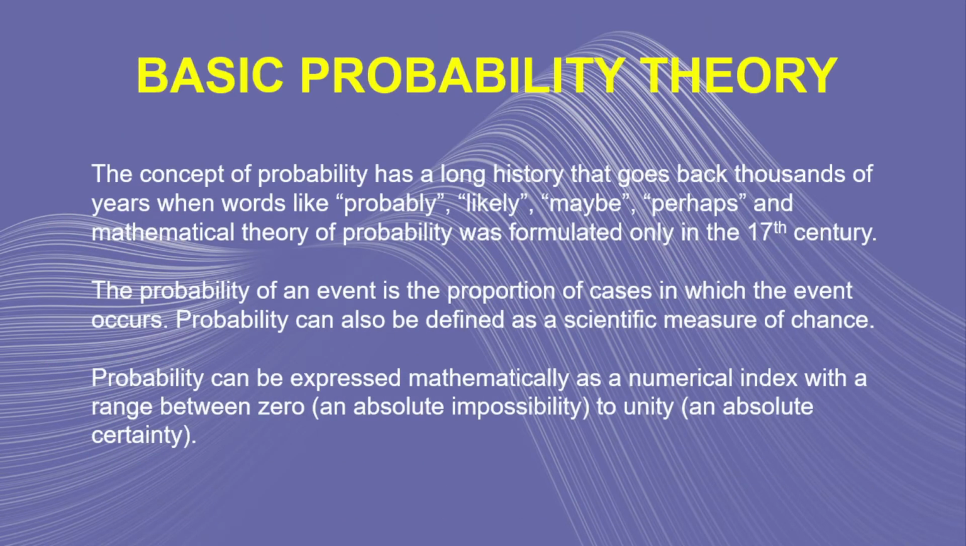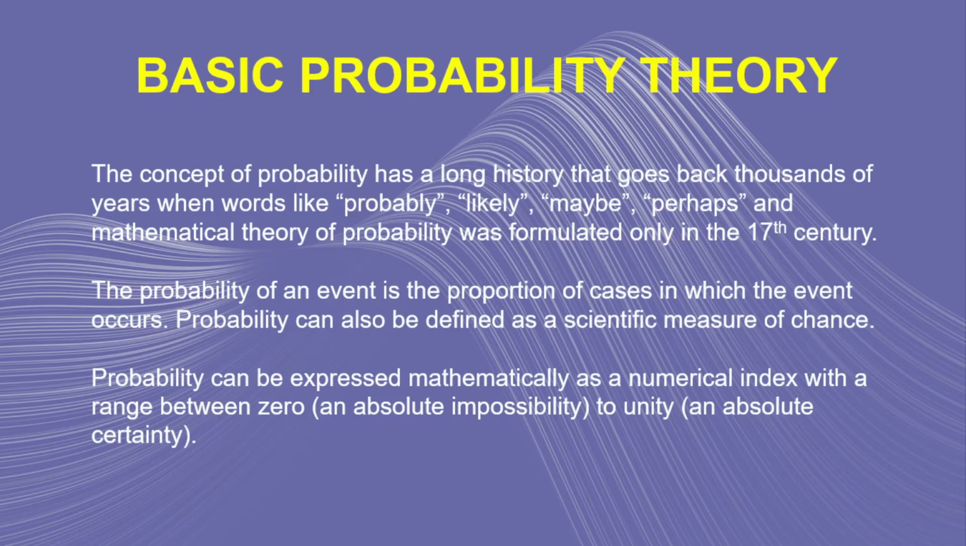Basic probability theory. The concept of probability has a long history that goes back thousands of years, when words like probably, likely, maybe, perhaps were used. The mathematical theory of probability was formulated only in the 17th century. The probability of an event is the proportion of cases in which the event occurs. Probability can also be defined as a scientific measure of chance.